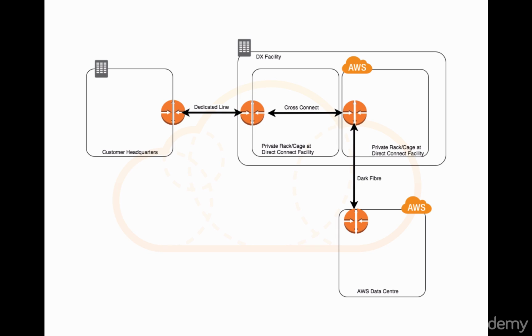I'll give you a perfect example of this. In London, there is a Direct Connect facility. It's in the center of town, in the center of London. What people will do is they'll run comms lines to that Direct Connect facility. Then they do a cross connect from where those comms lines terminate into the AWS infrastructure, and then AWS themselves run a Direct Connect connection from that Direct Connect facility all the way up into Ireland. Direct Connect is simply the connection between a Direct Connect facility and the AWS data center.